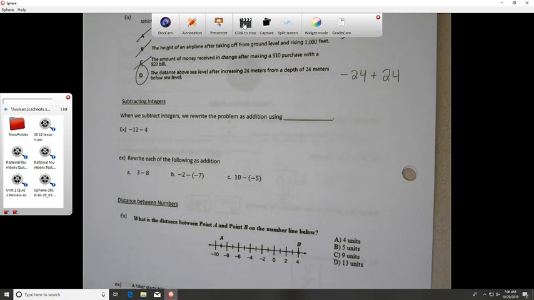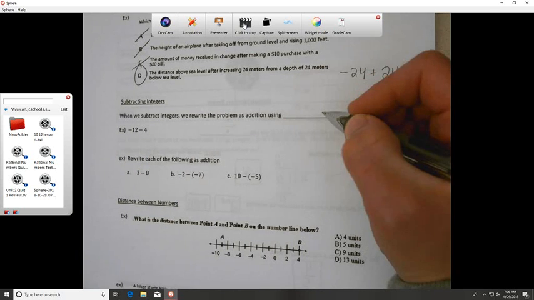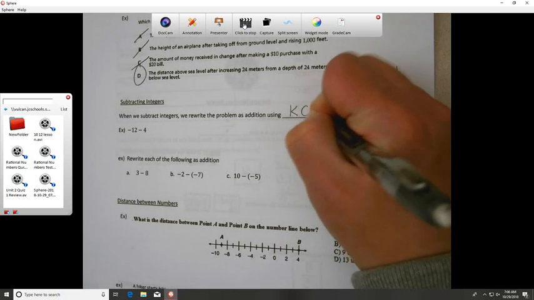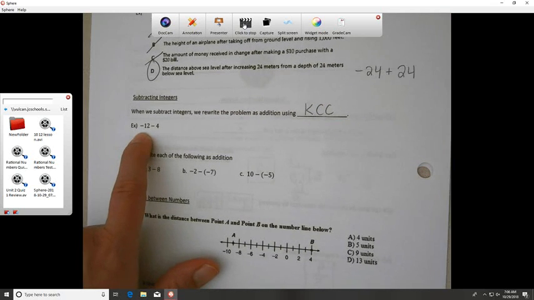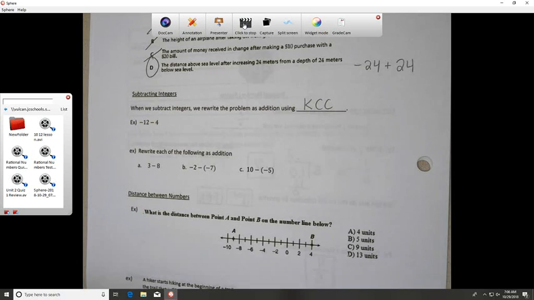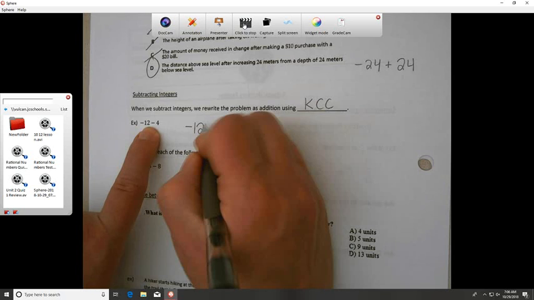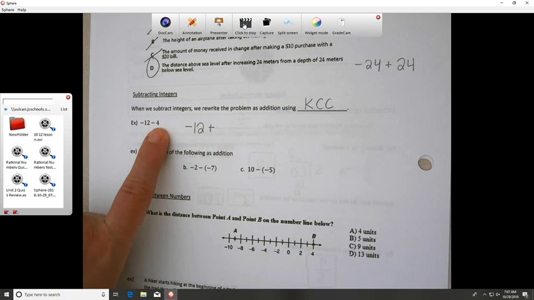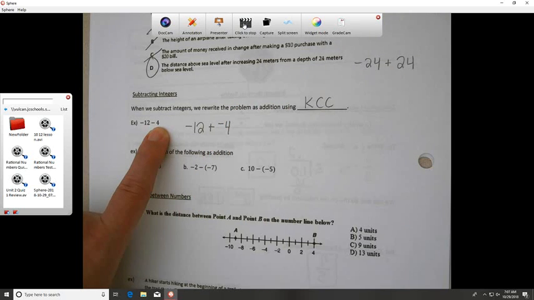The type of questions that you have to be able to answer are things like this. What's an equivalent expression? So it says when we subtract integers, we rewrite the problem as addition using keep, change, change. For example, negative 12 minus 4. If I just want to rewrite this as addition, I'm going to keep the negative 12. I'm going to change subtraction to addition, and then I'm going to change the sign of the second number. So this is a 4. I'm going to change it to a negative 4. So that would become negative 12 plus negative 4.